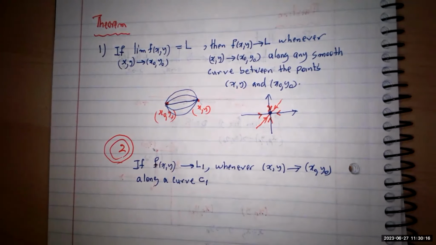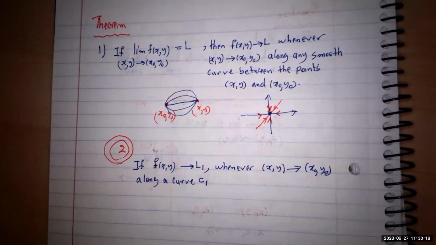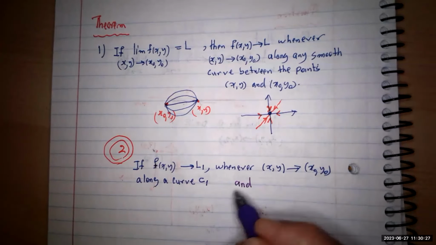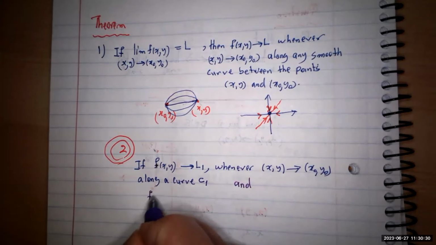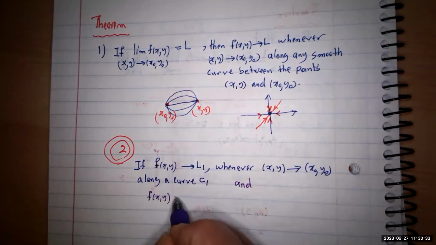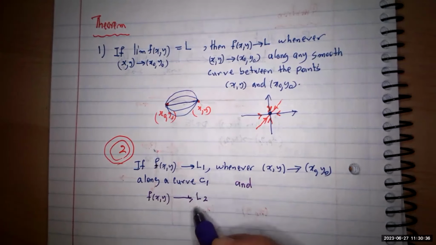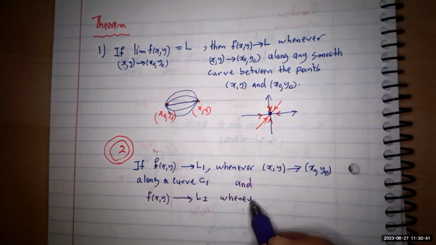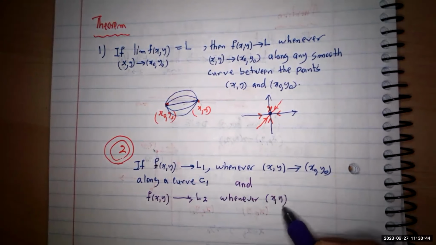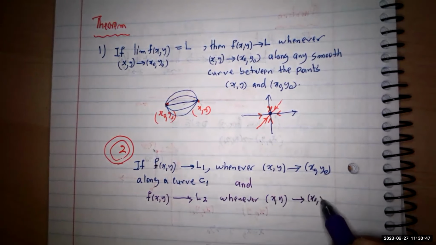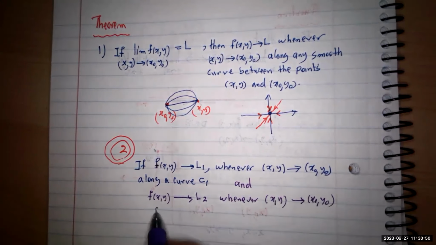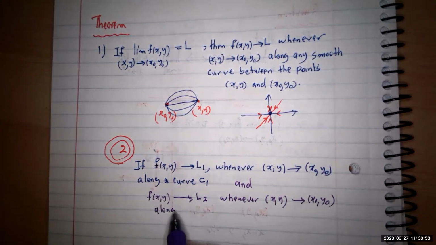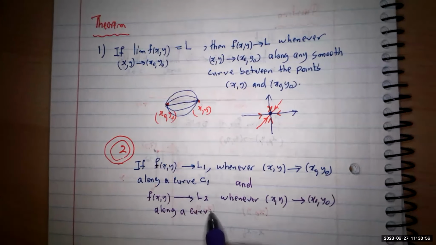But if you change the direction, if you go through the I-15, so the second part is going to be, if this is the case, L1, and again, f of x comma y, you go a different direction, a different path. This time it's going to be L2 whenever x comma y goes to x0, y0, this time along the I-15, along a curve C2.